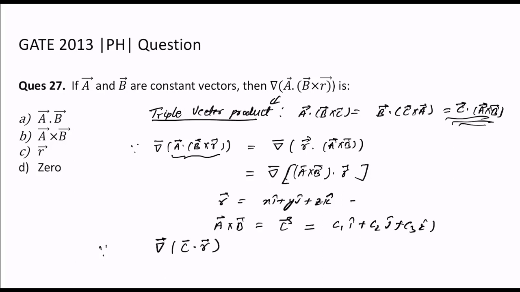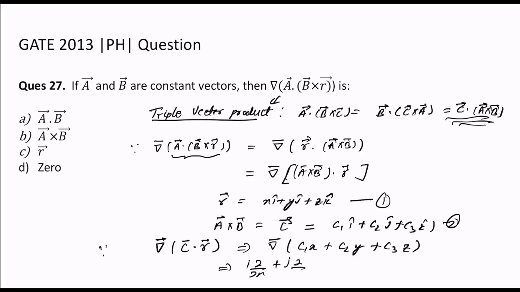Now just use these two quantities here, so we can write gradient of C dot R. The dot product is C1 times x plus C2 times y plus C3 times z. And gradient, we all know that in Cartesian coordinates can be written as i cap del upon del x plus j cap del upon del y plus k cap del upon del z, operating on C1x plus C2y plus C3z. Now we just solve this.